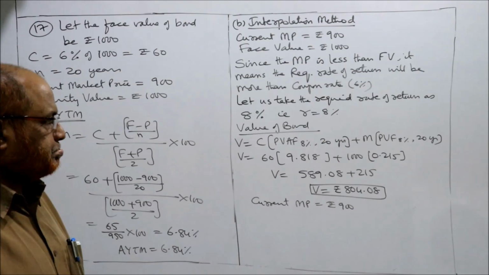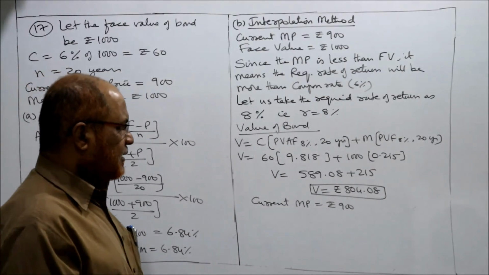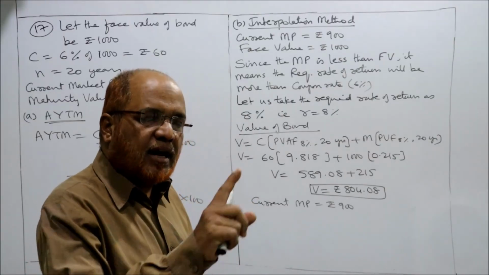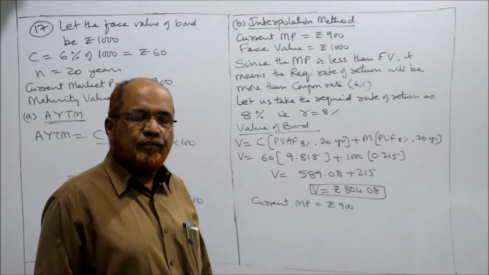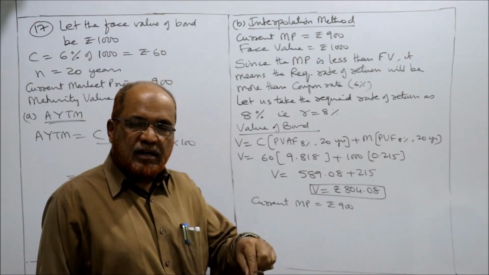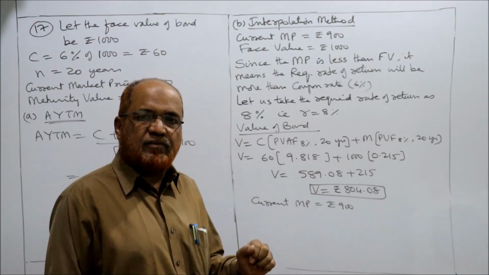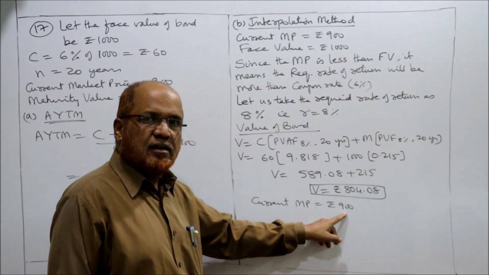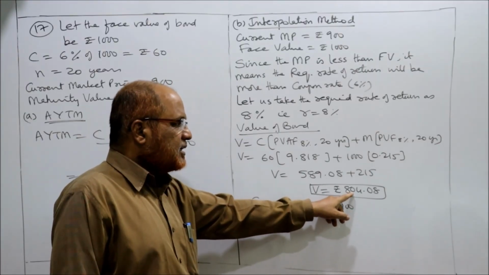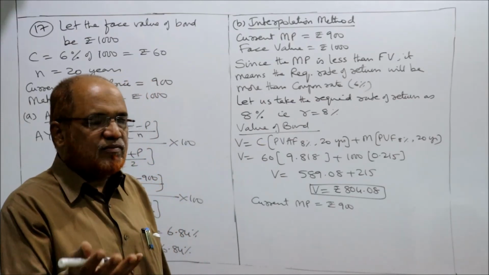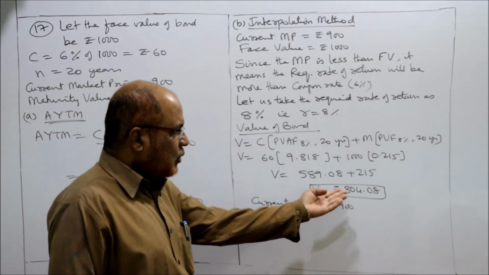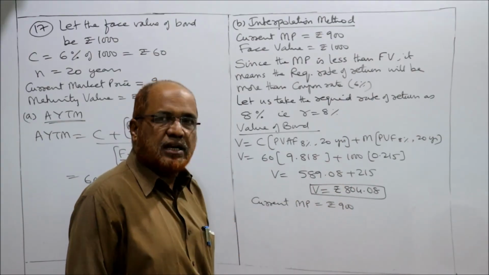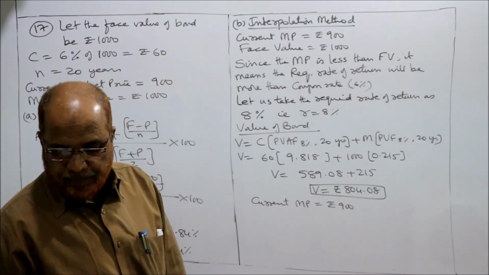Now, see, actual YTM is that rate at which the present value of the bond and the current market price both are equal. The discount rate where current market price and present value are equal; here they are not equal. Market price is 900, whereas the intrinsic value, the present value of the bond, is 804. So to increase this present value, we have to decrease the rate.